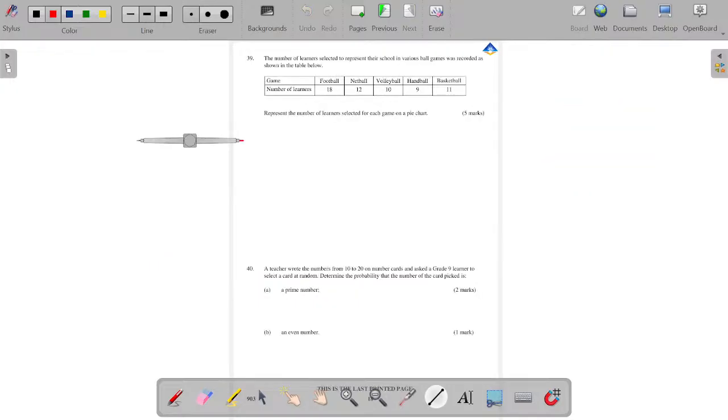Question 39, the second last question. The number of learners selected to represent their school in various ball games are recorded as shown. Represent the number of learners selected for each game on a pie chart. First of all, let's draw a pie chart. Just a small circle, not necessarily a bigger one.